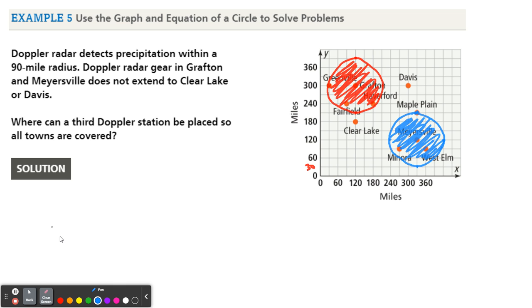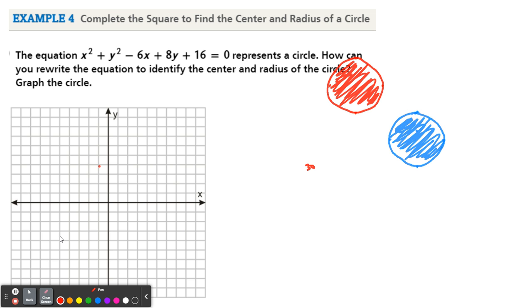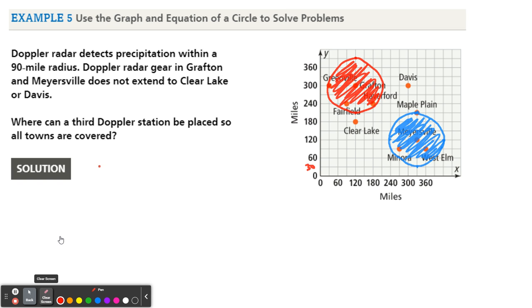Well, first thing is, I want to find the distance between Clear Lake and Davis, and then determine where the midpoint might be. So that's the first thing we're going to do. Let's find the distance between Clear Lake and Davis. I'm going to connect them, and I should use green. We're going to do green. So we want to find that distance.